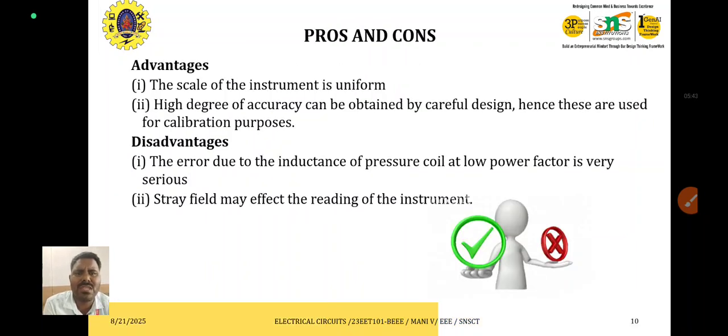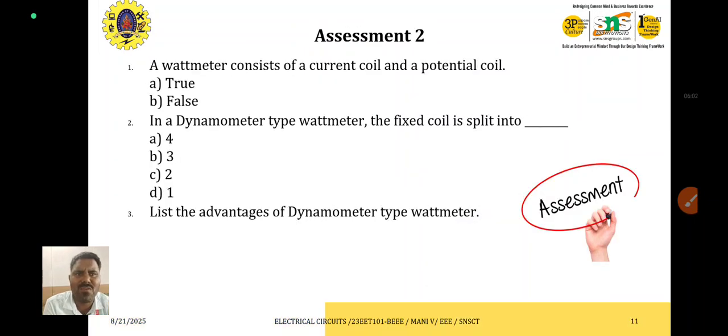And these are the advantages: the scale of the instrument is uniform, and a high degree of accuracy is there. But what are the disadvantages? The error due to the inductance of the pressure coil, which is very serious at low power factor, and stray fields may affect the reading of the instrument. So these are the advantages and disadvantages of the Electro Dynamo type wattmeter.